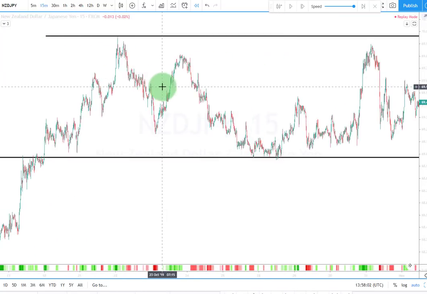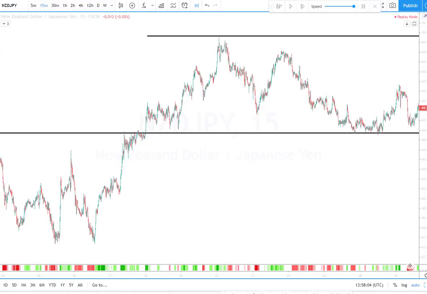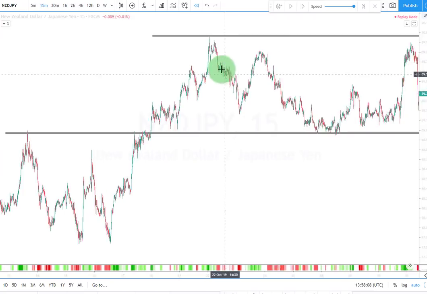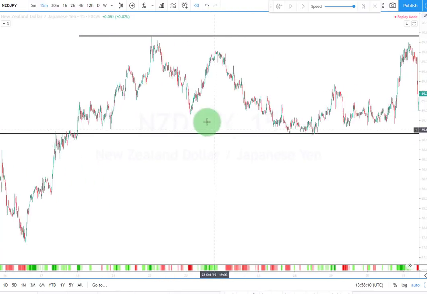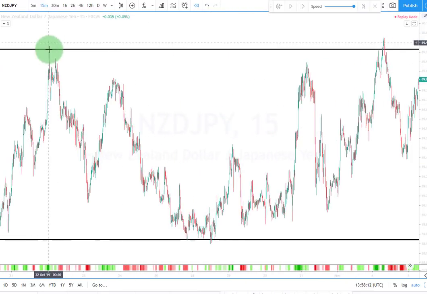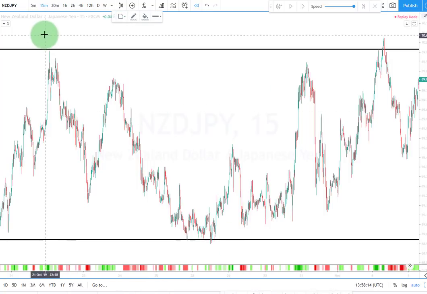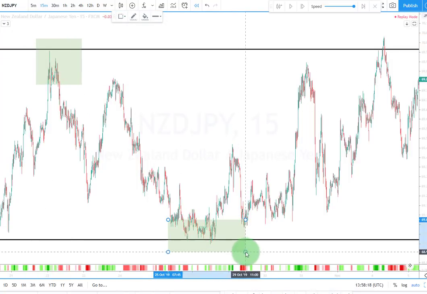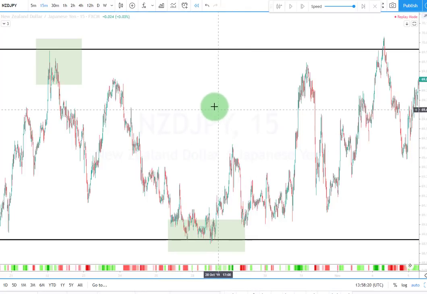So now we are on the 15-minute time frame. Before we were on the 4-hour, and this is the exact same range. You can see those are the resistance areas, those are the support areas. And once we have identified the ranges and the range boundaries, once we have identified the first swing point, we will be able to use this going forward.